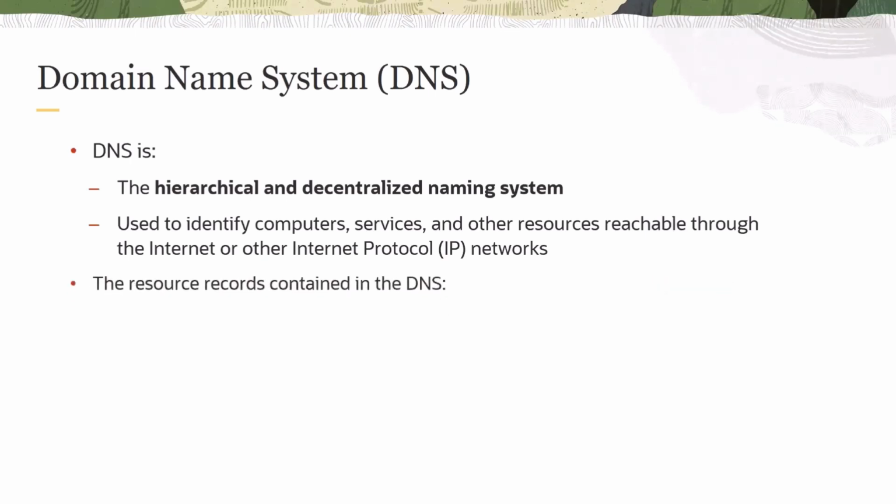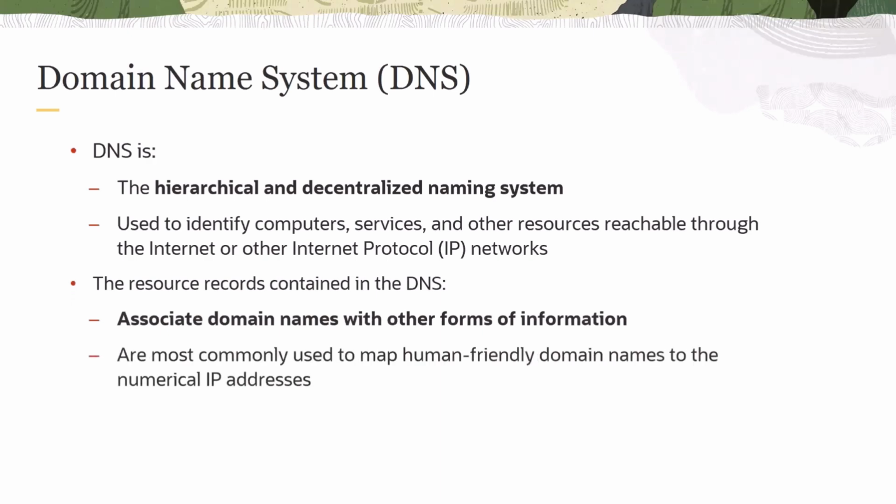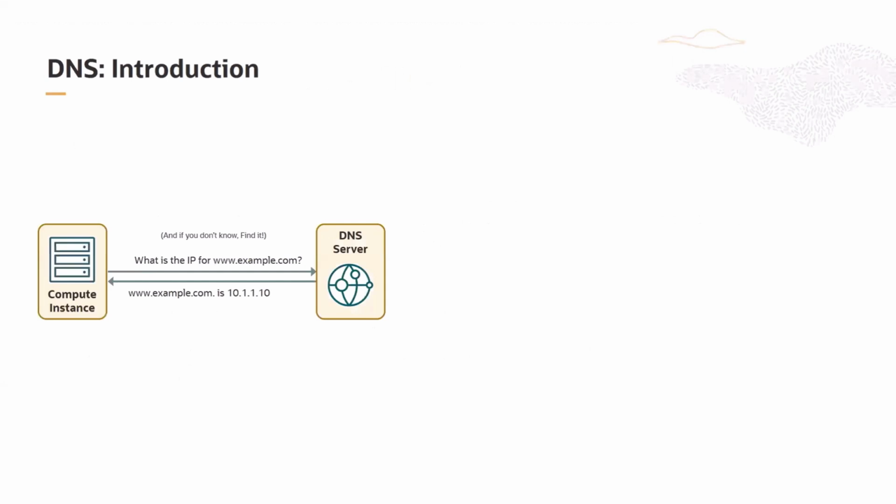So as I mentioned, you can associate domain names with other forms of information. The example that I can think of is typically you associate the human-friendly domain names which are easier to remember to the numerical IP addresses. Now let's have a look at one of the examples.